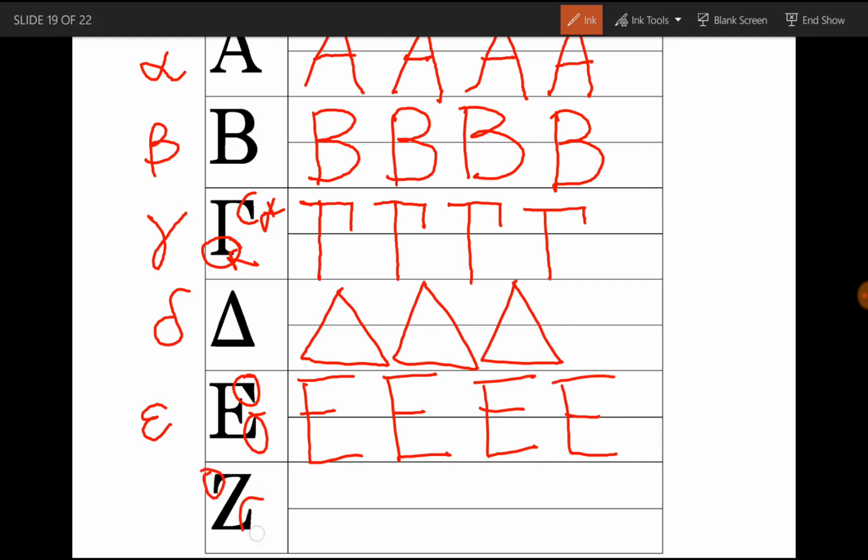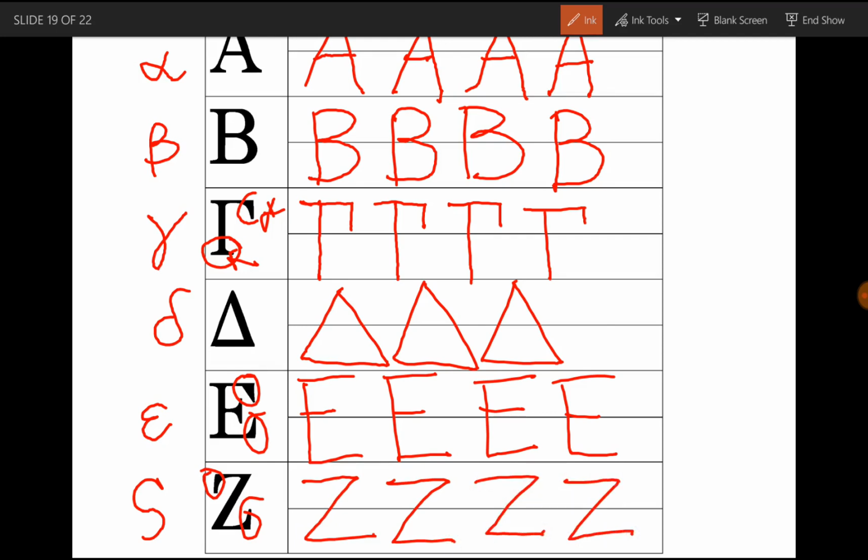Zeta, same thing. Don't make it fancy. Don't add that stuff. The small zeta is like this, and just draw it very simply. This is the capital zeta. So alpha, beta, gamma, delta, epsilon, zeta.